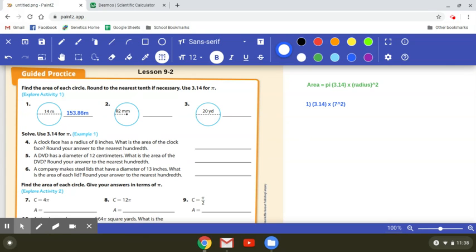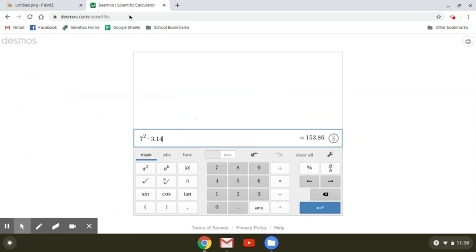All right, let's do the next one. Number 2, they gave us a radius for this one. The radius is 12 millimeters. So number 2 is going to be 3.14 multiplied by 12 squared. That squared just means 12 times 12. So 12 times 12 is 144. Then we multiply that by 3.14, and we get 452.16.